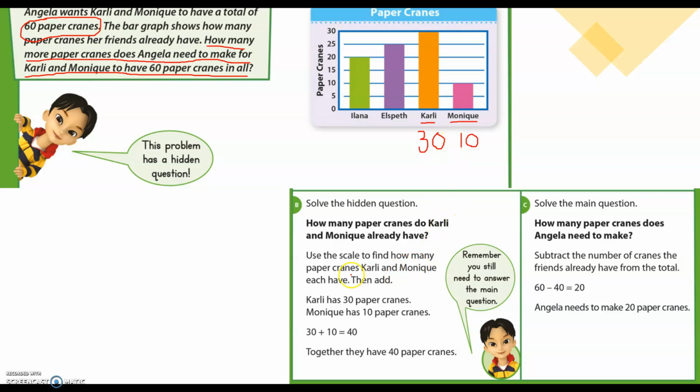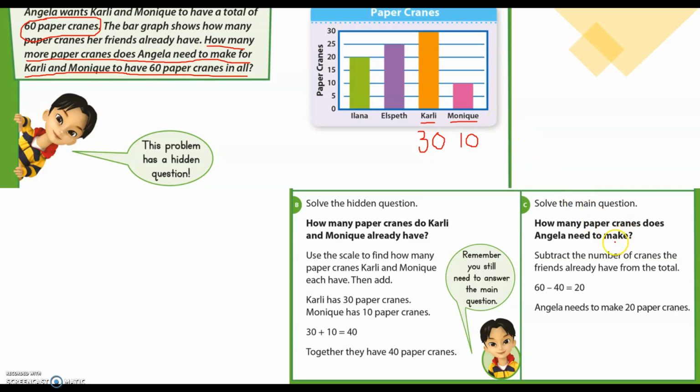So we used the scale to find how many paper cranes Carly and Monique have. Carly has 30, Monique has 10. We're adding them together. 30 plus 10 is 40. So together they have 40 paper cranes. We're not done yet. We know that Angela wants them to have 60 paper cranes. They already have 40. So Angela will eventually be added to our bar graph because we need all three of those girls to have 60 altogether.